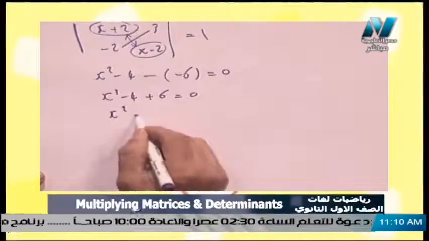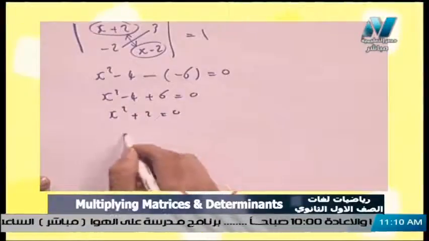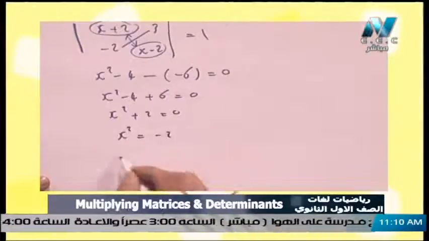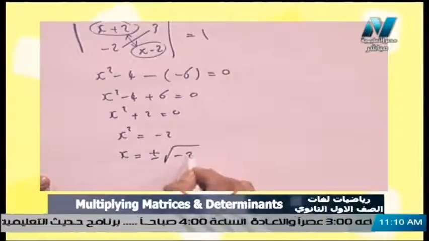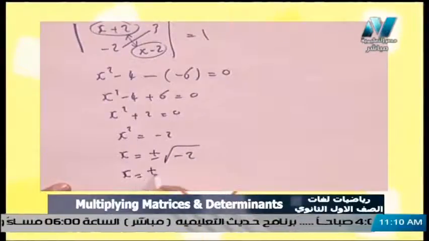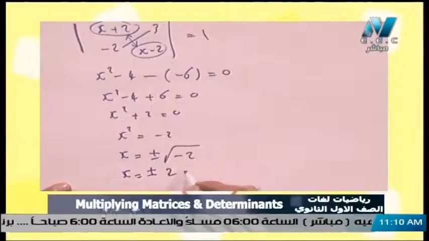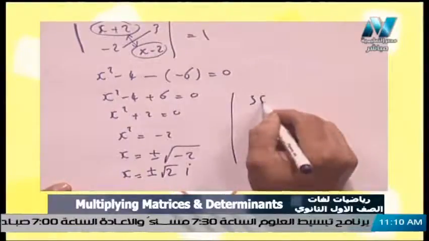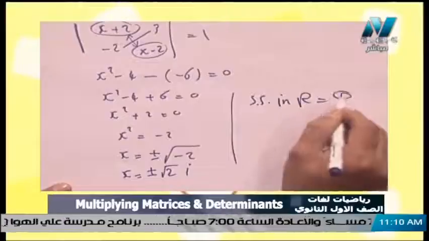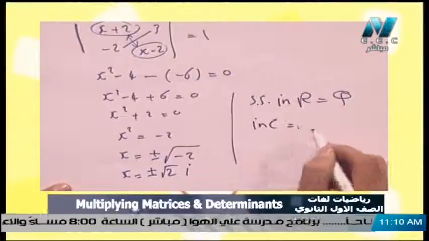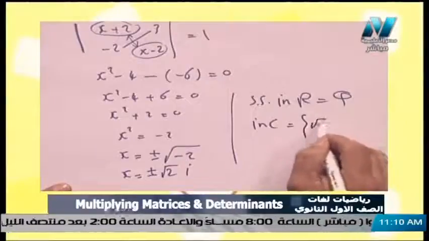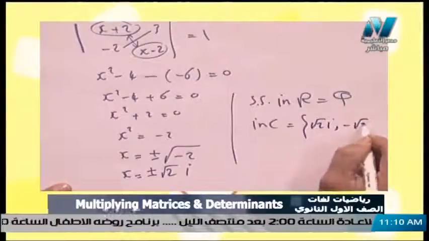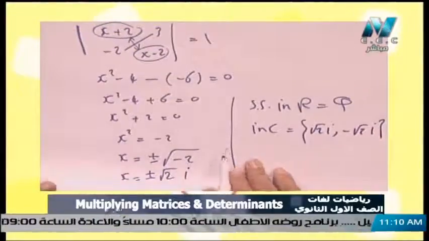So x power 2 plus 2 equals 0. X power 2 here equal negative 2. So x equal positive or negative square root negative 2. X here equal positive or negative 2 root 2 i. i is imaginary number. So solution set in R will be phi, but in complex numbers will be root 2i and negative 2 root 2i. Okay. Let's move to another question.